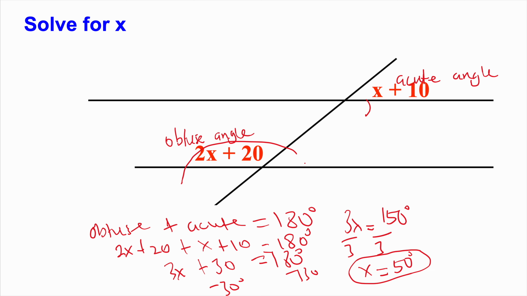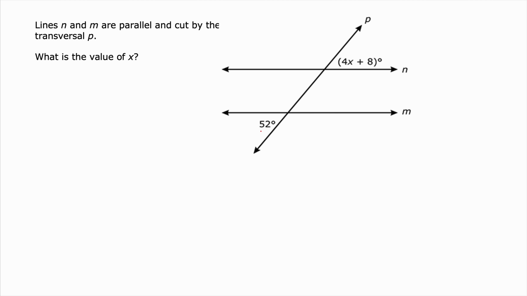So that's one thing. If you see that the angles are different, it means the obtuse angle plus the acute angle will give us 180 degrees. This one is both acute angles. They are both acute, so they are equal.